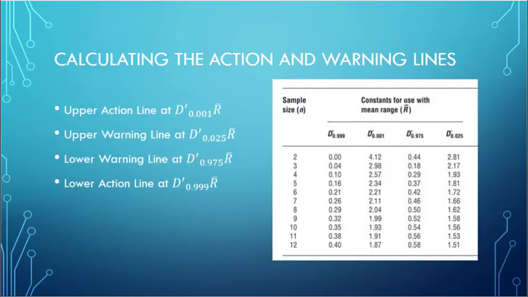So the calculation of the action and warning limits on the range chart are just multipliers times the average range. And the multiplier that you choose depends on how many things are in your sample. So n is the number of things in a group.